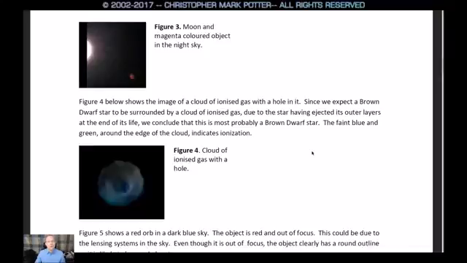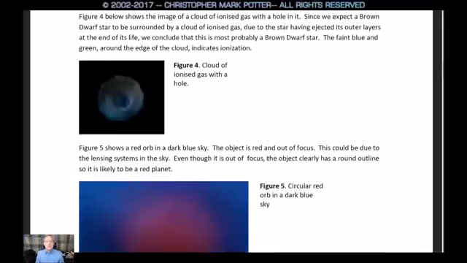Now, figure 4 below shows the image of a cloud of ionized gas with a hole in it. It looks heptagonal or even octagonal. Yeah, I learned that from you, Boo. 7 or 8 sided. Yeah, totally normal, right? That's a naturally occurring object in space, but I digress. Figure 4 shows the image of a cloud of ionized gas with a hole in it. Totally normal.